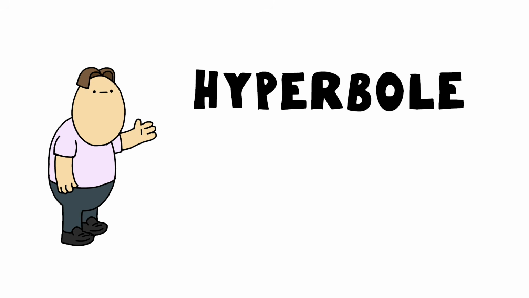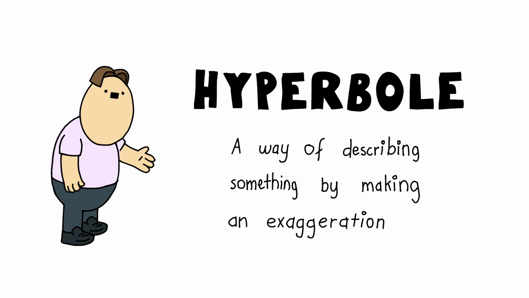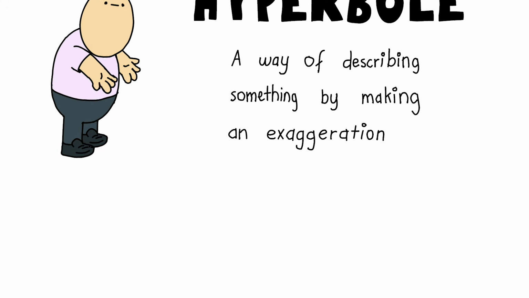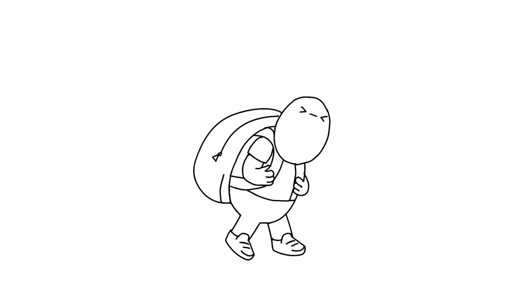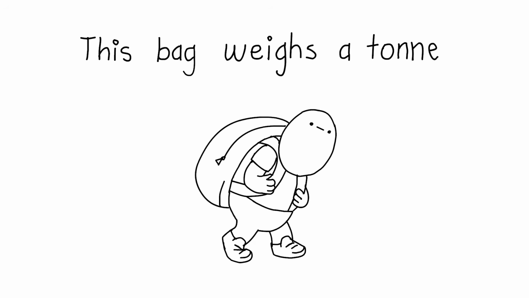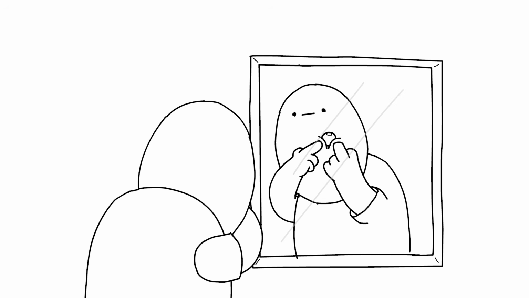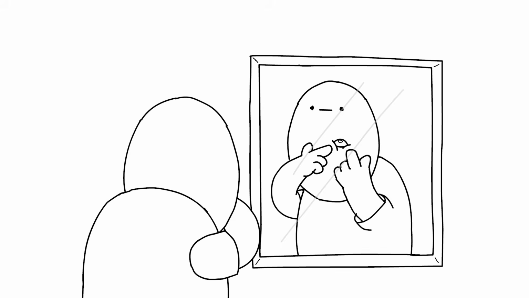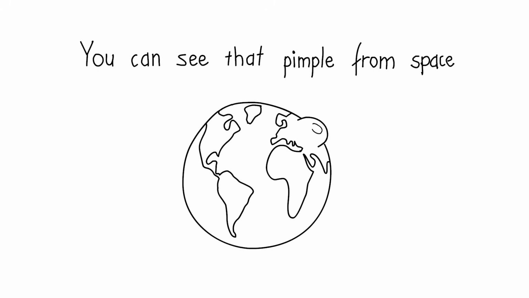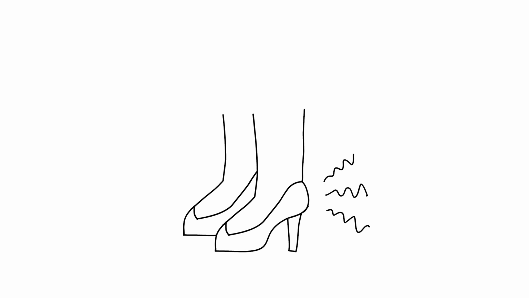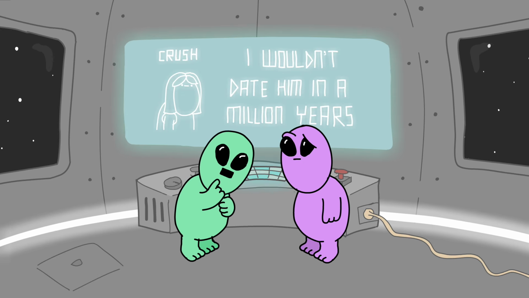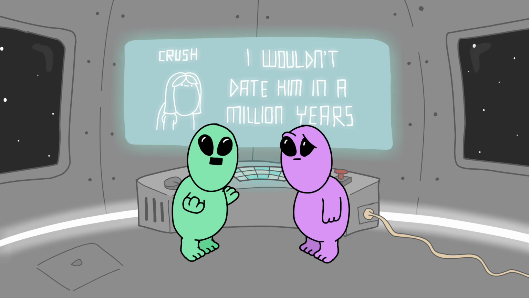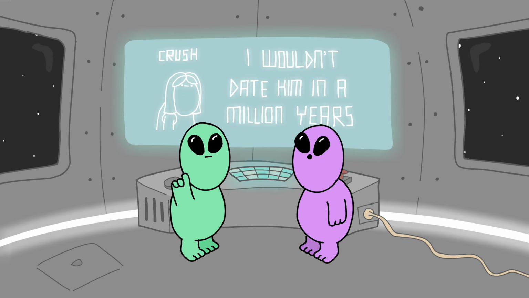Alright, so using hyperbole is a way of describing something by making an exaggeration. For example, if you're trying to communicate that a bag is really heavy, you could use hyperbole and say, "This bag weighs a ton." Or you might have a pimple and to emphasize how big it is, you could say, "You can see that pimple from space." Or if you want to emphasize how painful your shoes are, you could say, "These heels are killing me." Okay, so when your crush said, "I wouldn't date him in a million years," she was just saying she really doesn't want to date you.